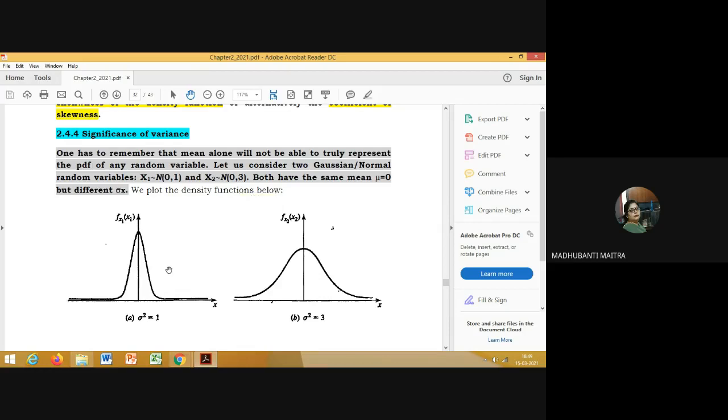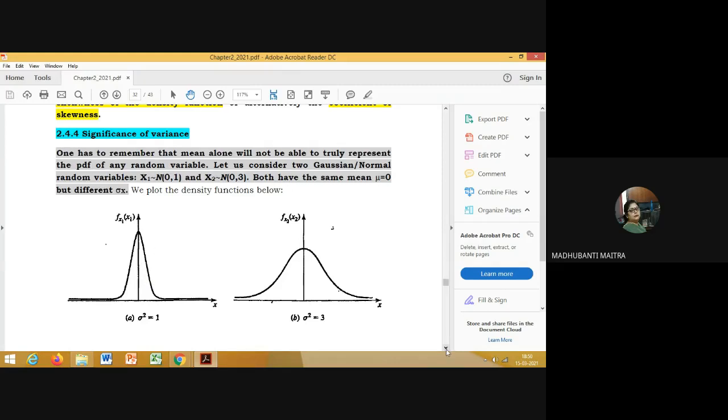So if we plot these two density functions, this is the first one, this is the second one, we find that though the mean value is 0, and both distributions are absolutely symmetrical about the mean value, which is 0 in this particular case, the second one has a wider spread around its mean, and this one is quite a narrow distribution.